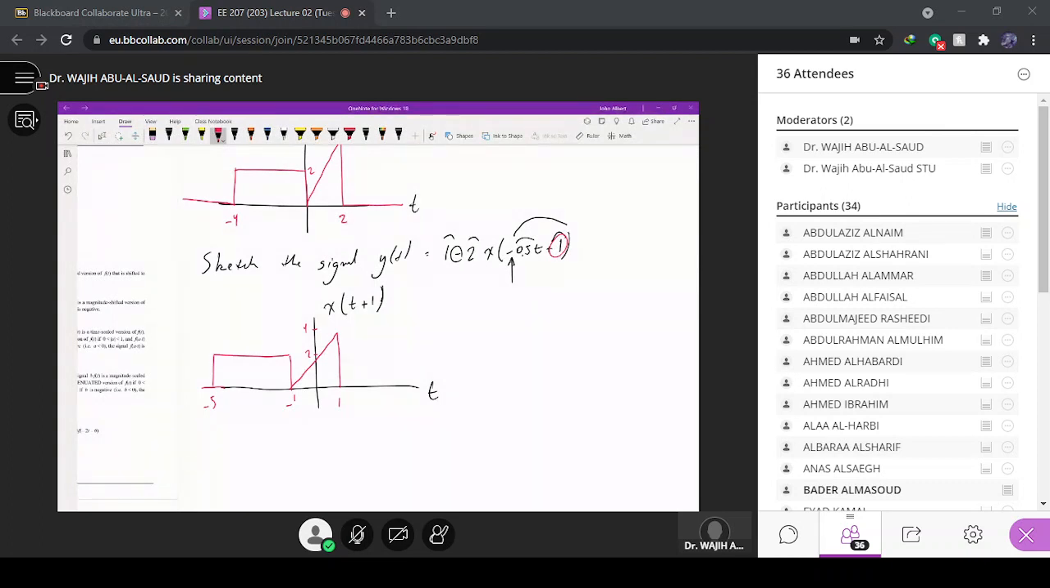Now, this is basically what I want you to do. I want you to think of x of t plus 1 as if it is another signal, y of t. Give it a different name and call it y of t.